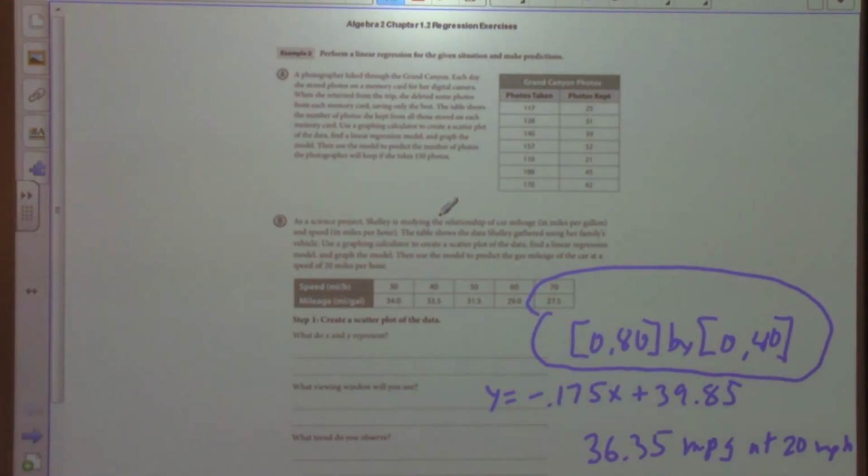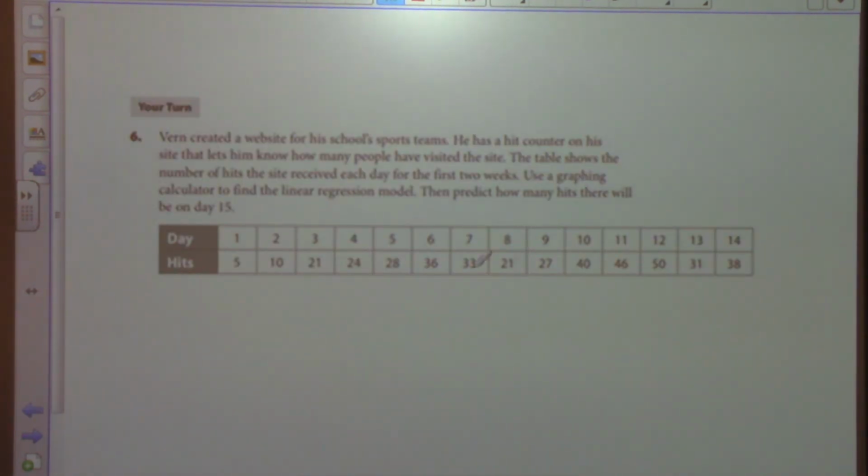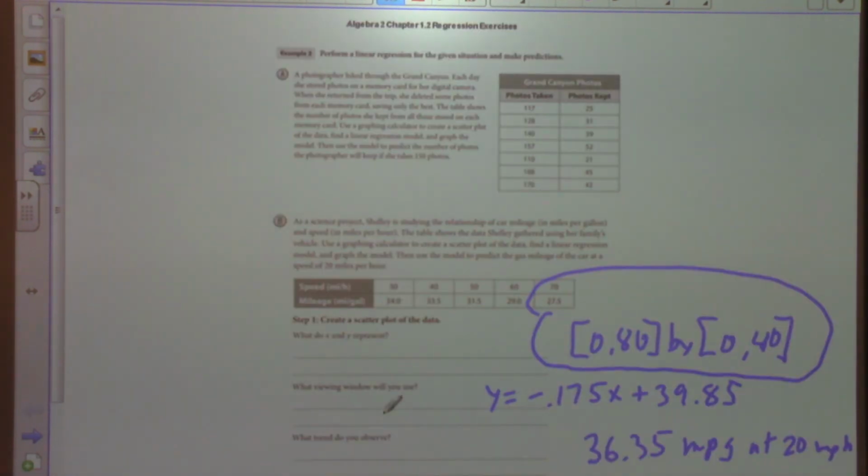Victoria, you okay? All right. So we'll work this one out here. Under the trend, Debbie, is that the y equals negative? Yeah, the trend, what trend do you observe? I think you have a negative correlation, right? That'll be a negative correlation. And then you have your prediction here.